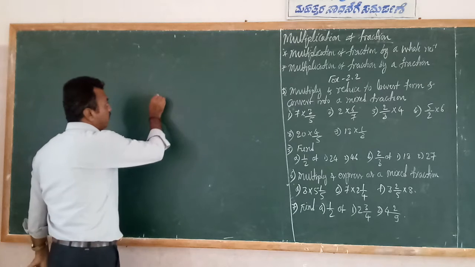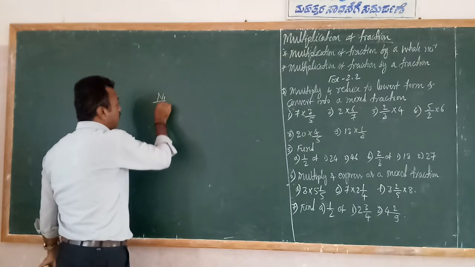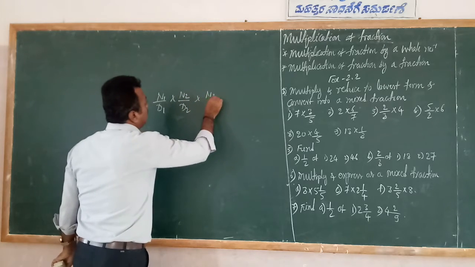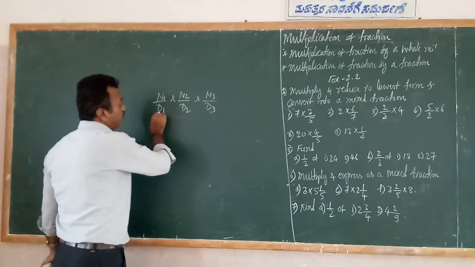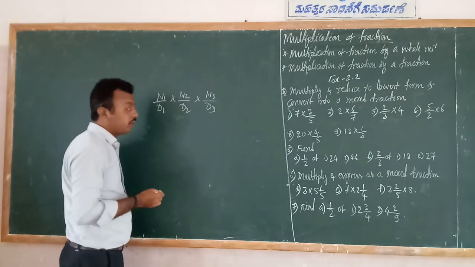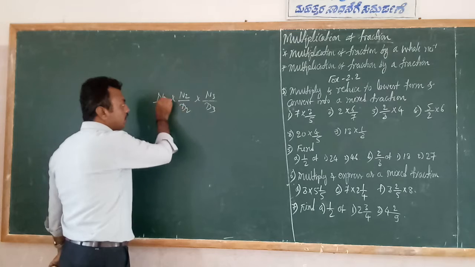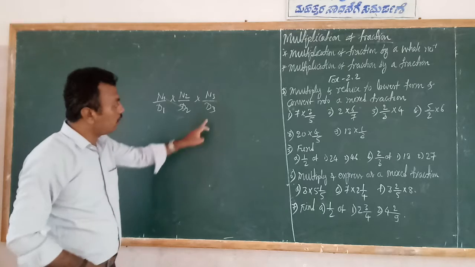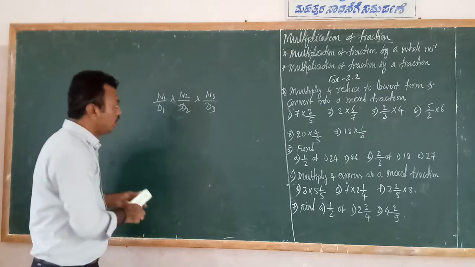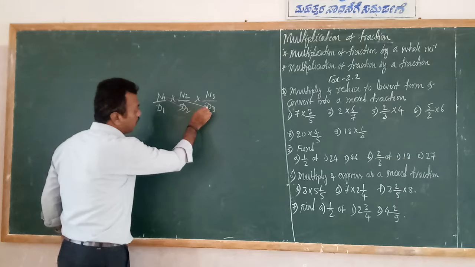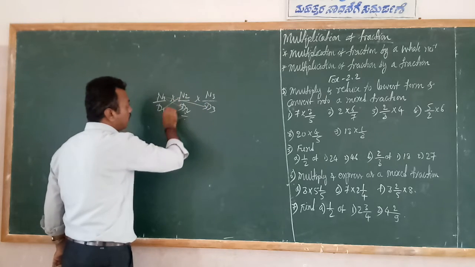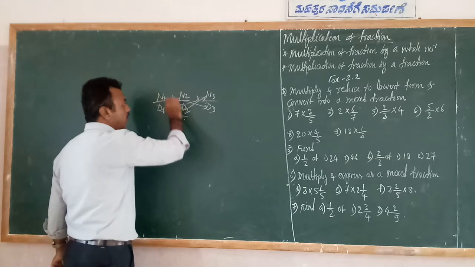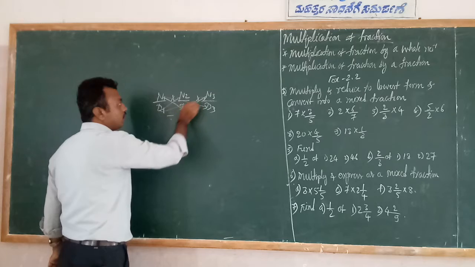So for more than two fractions, for example, n1 by d1 into n2 by d2 into n3 by d3. First fraction, second fraction, third fraction. If you have to multiply more fractions, the same rule applies: a numerator and a denominator have to be divided. Whatever numerator with whatever denominator, we have to divide it. Understood? So numerator and denominator have to be divided, and denominator and numerator are also divided. So it is also division.